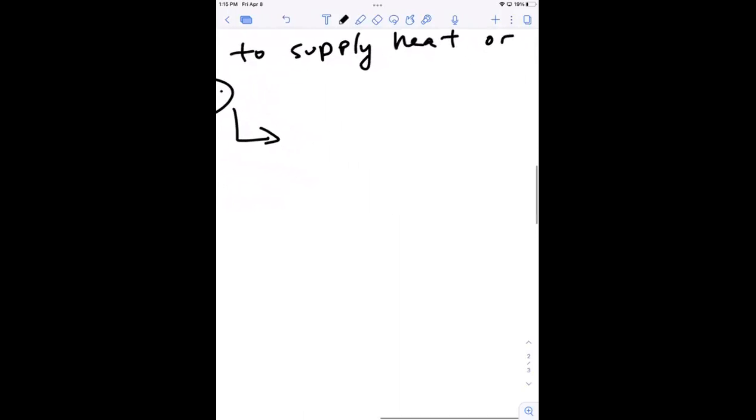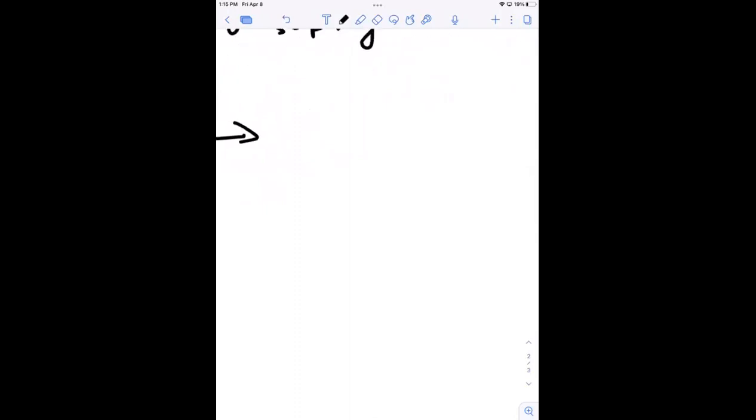So we also need to define work. Work is a process of causing some matter, whatever it may be, to move against an opposing force. So let's define that too.